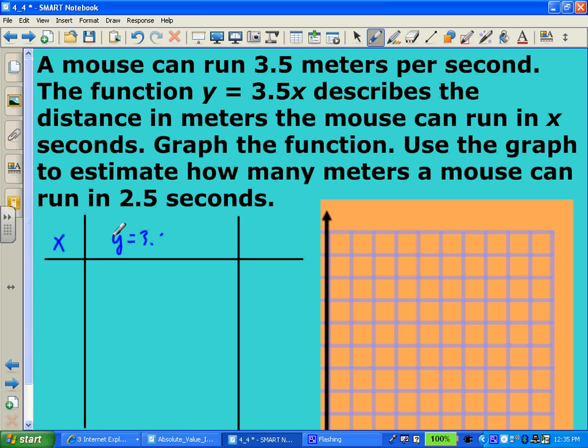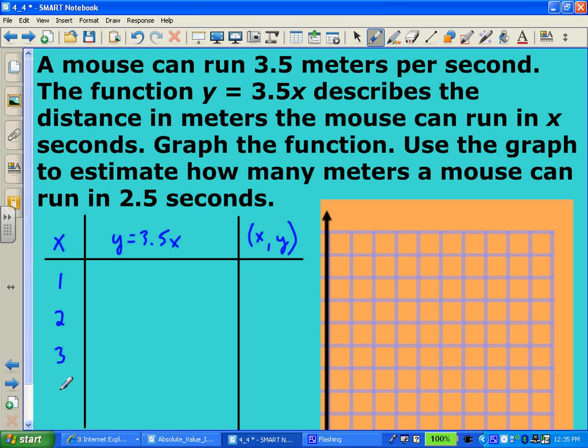Okay. And my function is y equals 3.5x. And then I got my ordered pairs. Now, I can't just choose negative 2, negative 1, 0, 1, and 2 here because it doesn't make sense to have negative seconds. So I have to choose positive values, and I want you to choose at least 4 positive values. Now they really can be anything, but if we read the rest of this problem, it says use the graph to estimate how many meters a mouse can run in 2.5 seconds.